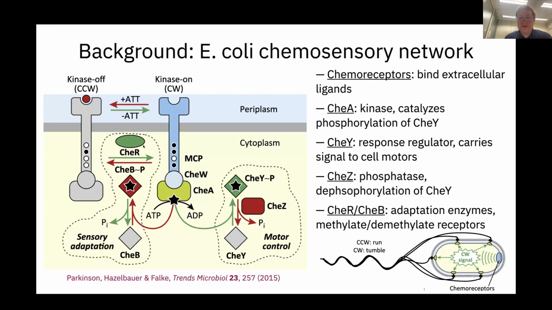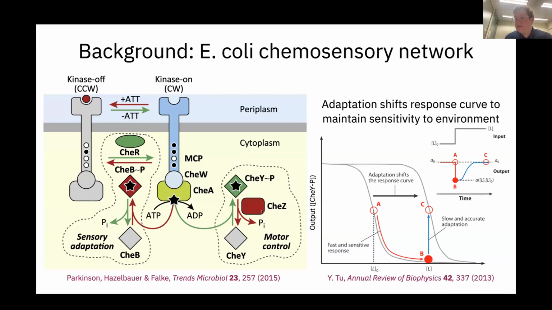And then on top of this, there's also an adaptation mechanism. There's enzymes CheR and CheB that can methylate and demethylate the receptors. And this shifts the downstream response across a wide range of concentrations, allowing the cell to maintain sensitivity to a variety of environments. So a little more detail on what that looks like.